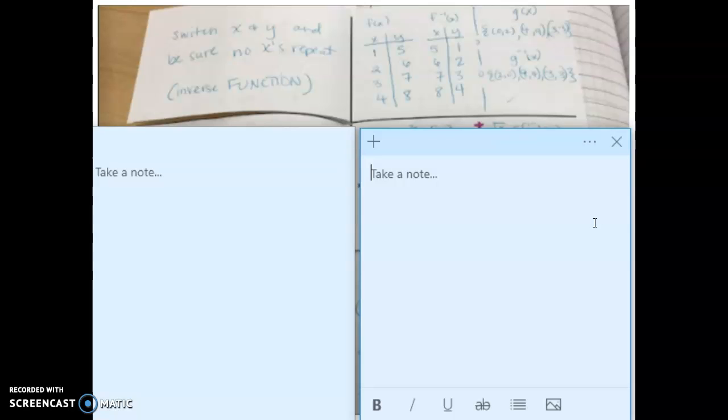Now over here on the right, we've got g of x. We have three ordered pairs. It's (0, 2), (4, 9), and (3, -3). So g of x truly is a function, and when we switch those x's and y's, we get (2, 0), (9, 4), and (-3, 3). So again, we still have an inverse function.